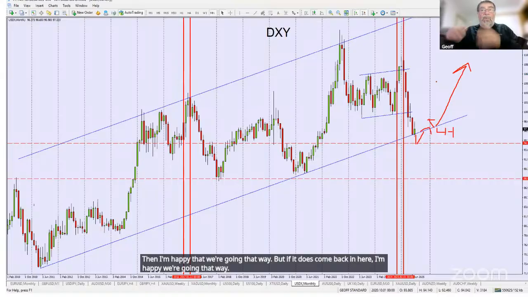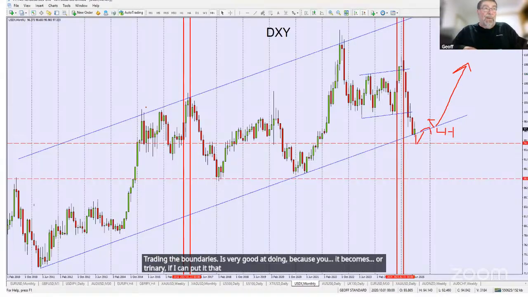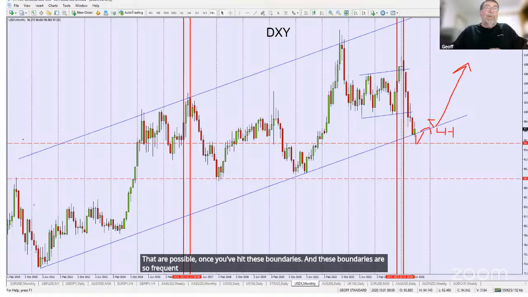So all of those little nuances are there, but this is what trading the boundaries is very good at doing, because it becomes trinary, if I can put it that way. It's either going to bounce, it's going to break, or it's going to be a false break. They're the only three options that are possible once you've hit these boundaries. And these boundaries are so frequent that you wouldn't believe it.